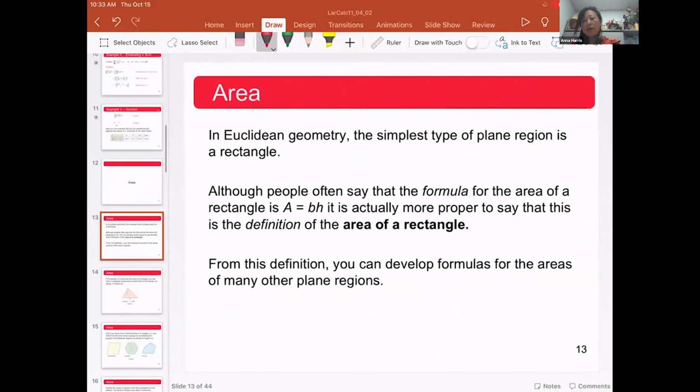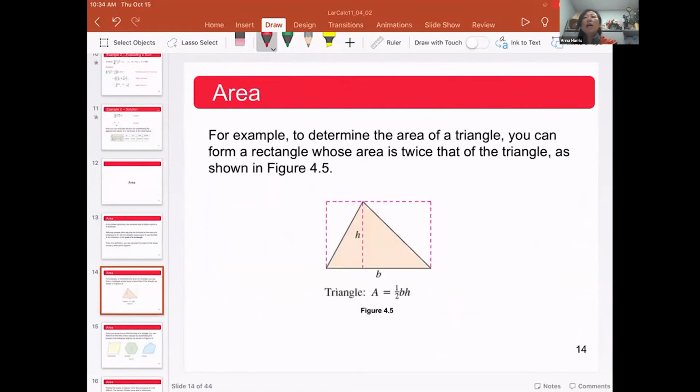Okay, so now area. So if I give you this triangle, how do you find your area? The area of a triangle is what? 1/2 times what? Base times height. The 1/2 came from a rectangle. When you get a base times height, it gives you a rectangle. Area of a rectangle. All right.